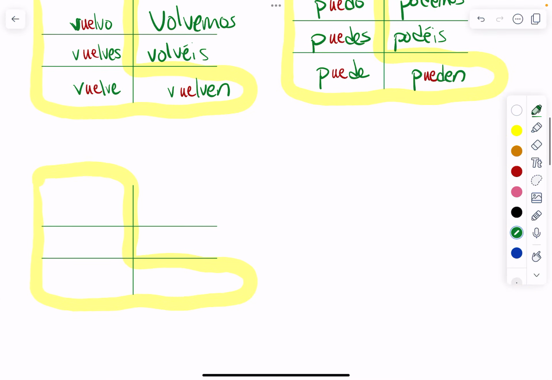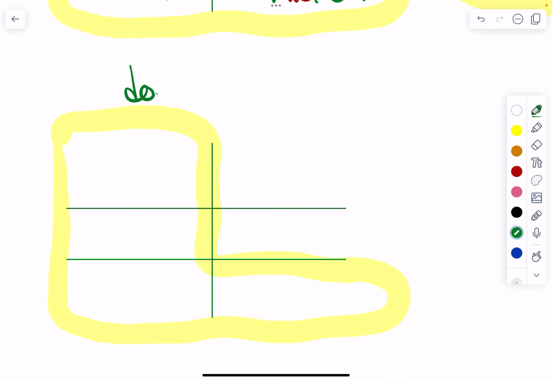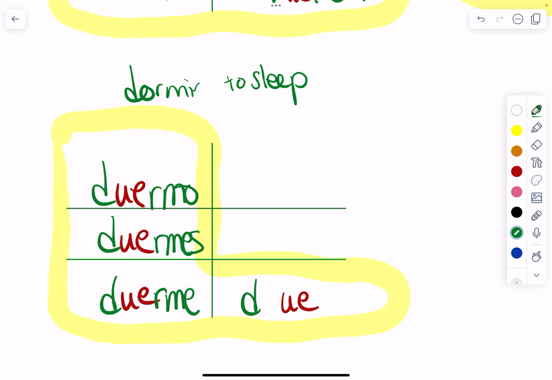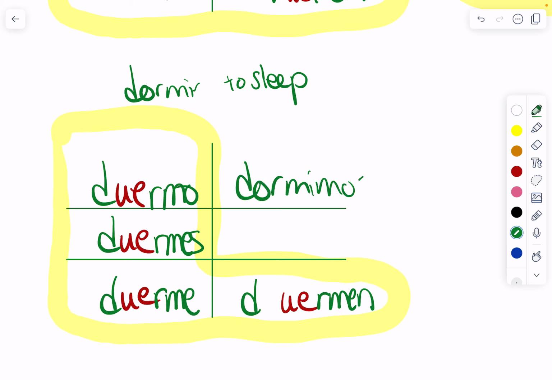And last verb in this category, O to UE, is the verb dormir, which we all love to do, to sleep. And stem change here, O to UE inside the boot. So we have yo duermo, tú duermes, usted, él, ella duerme, ellos duermen. No stem change in the nosotros, dormimos, nor the vosotros, dormís.